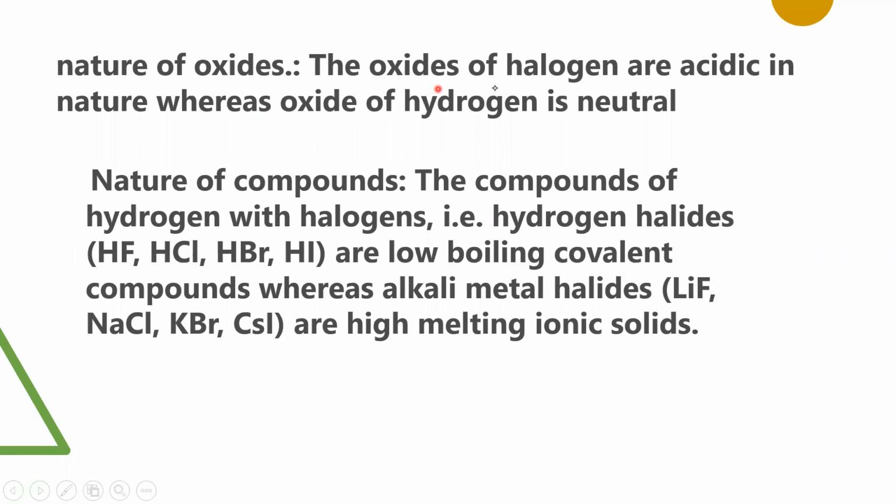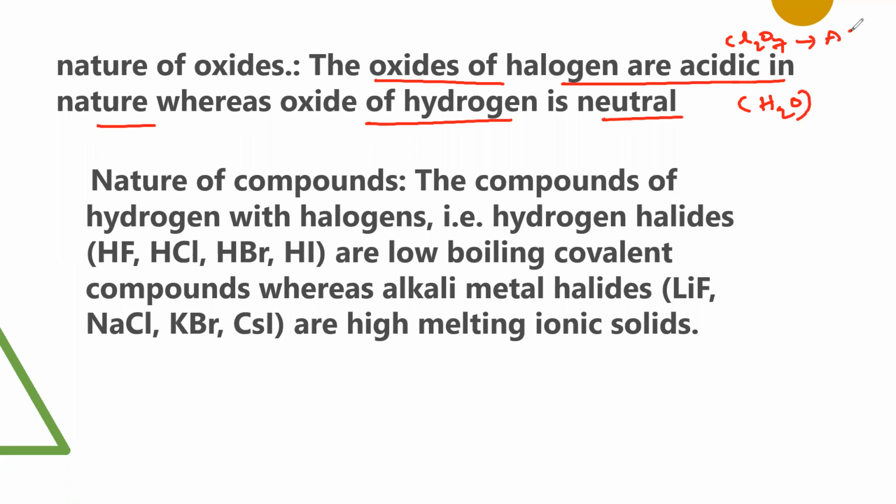Next, nature of oxides. The oxides of halogens are acidic. Very important point. The oxides of halogens are acidic in nature, whereas the oxide of hydrogen is neutral. For example, water is neutral, whereas a halogen oxide, Cl2O7, is highly acidic. So the oxides of halogens are acidic, whereas the oxide of hydrogen is neutral. Oxide of hydrogen is what? Neutral.